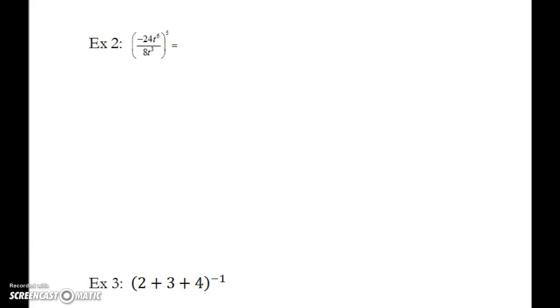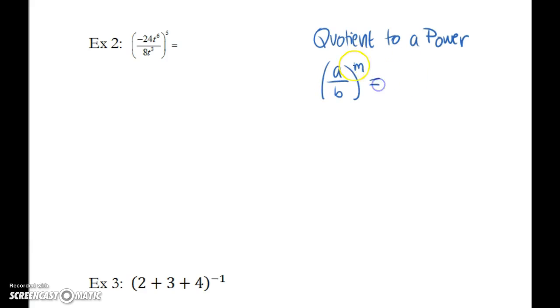All right, let's take a look at example 2. Now, example 2 makes use of a few other properties. So we need to know the quotient to a power property. Let's start with that one. So the quotient to a power property says, suppose we have a quotient, two things that are being divided, and that's being raised to a power. We are allowed to distribute that power into our quotient. So that becomes a to the m over b to the m. Exponents are distributive under division and multiplication, but never under addition or subtraction.